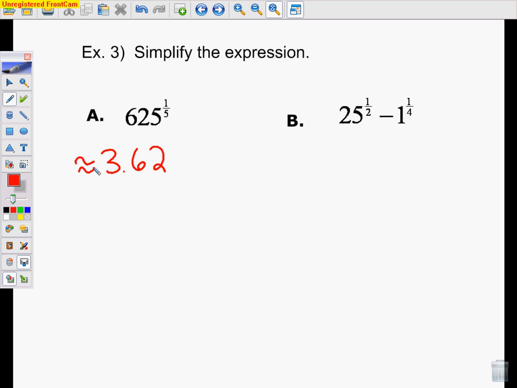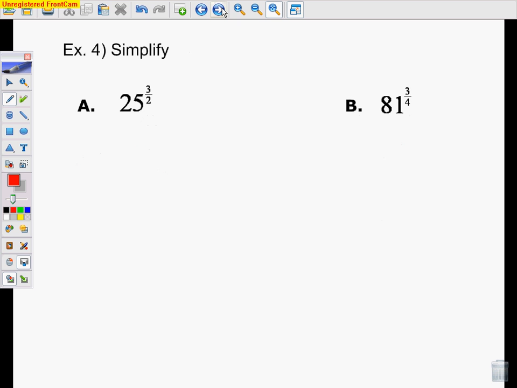Now B, we have 25 to the 1/2 power. If you calculated that out, you would know that that was 5. Minus 1 to the 1/4 power. Well, any number that has a base of 1 is going to be 1. So that's going to be 1. And we know 5 minus 1 is 4. All right, great. Moving on.